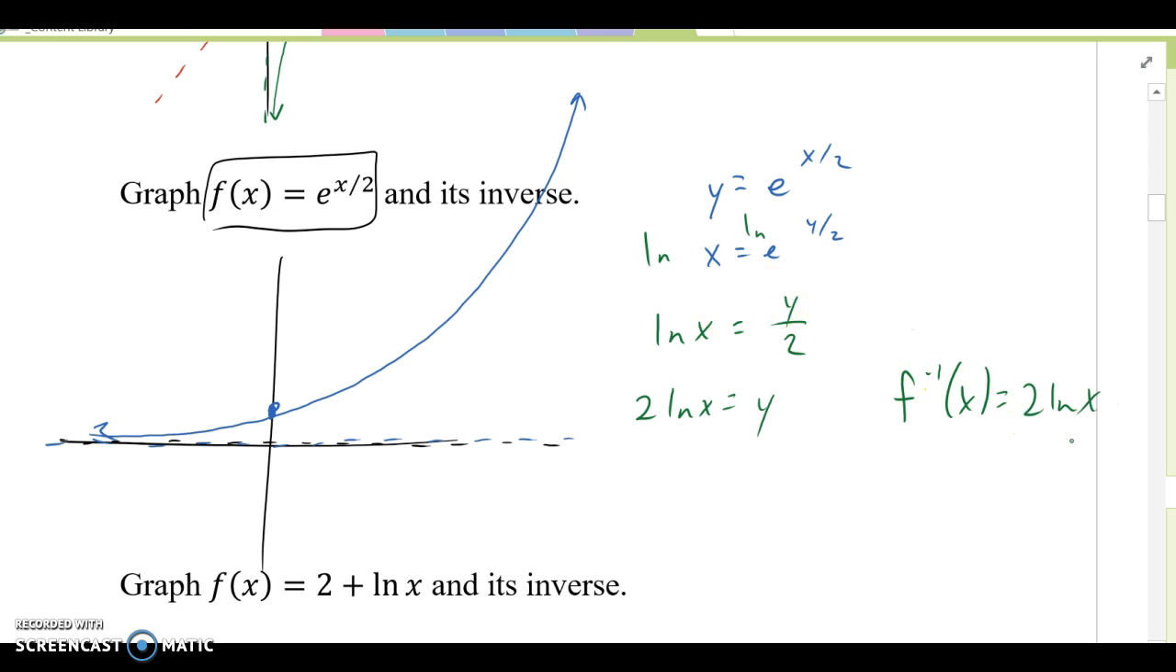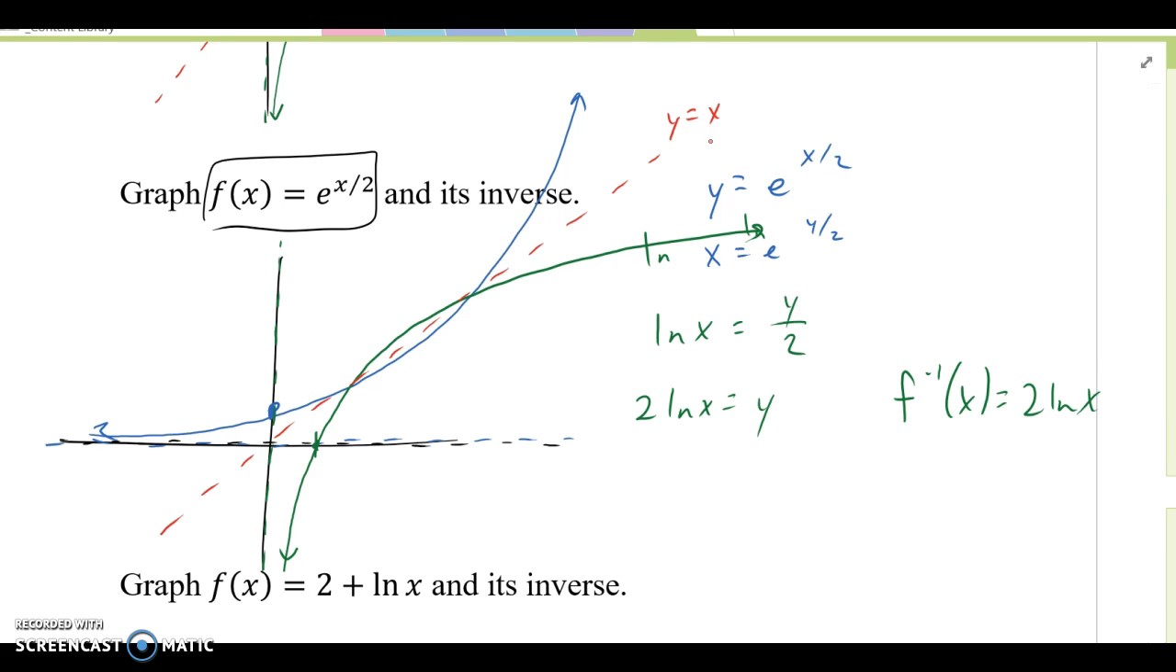So the horizontal expansion that we did on the original function is going to turn into a vertical expansion on the inverse. So still the same vertical asymptote, still the same x-intercept at 1, but it will be maybe a little bit more stretched, twice as stretched vertically. Once again, the line y equals x is that line of symmetry, and that's how we can kind of relate the two functions.